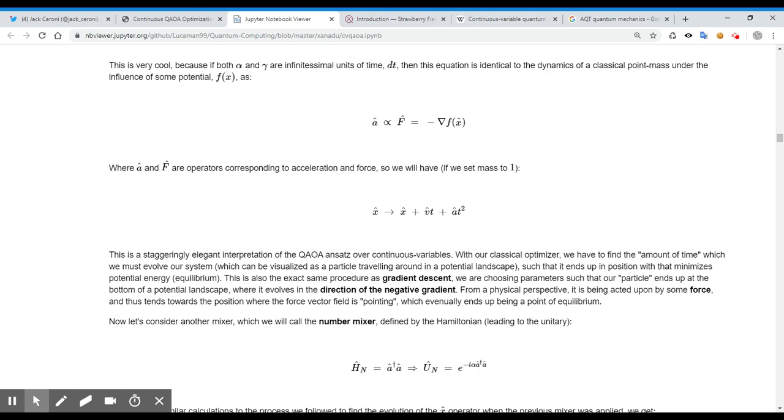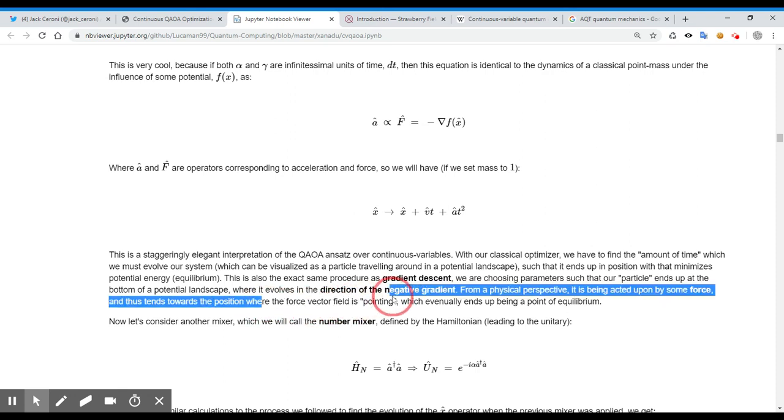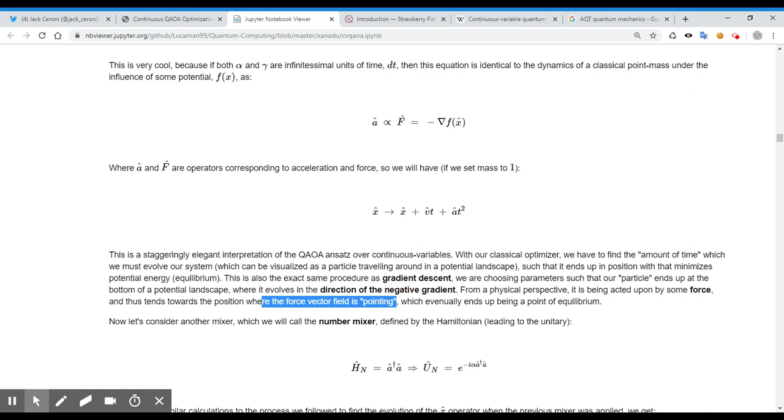This is a starkly elegant interpretation of the QAOA ansatz over continuous variables. With our classical optimizer, we have to find the amount of time which we must evolve our system, which we can then visualize as the particle traveling around in a potential landscape, such that it ends up in a position that minimizes potential energy. It's the same procedure as gradient descent. We're choosing parameters such that our particle ends up at the bottom of a potential landscape, where it evolves in the direction of the negative gradient. From the physical perspective, it is being acted upon by some force and thus tends towards the position where the force is pointing. Point of equilibrium. Now let's consider another mixer.